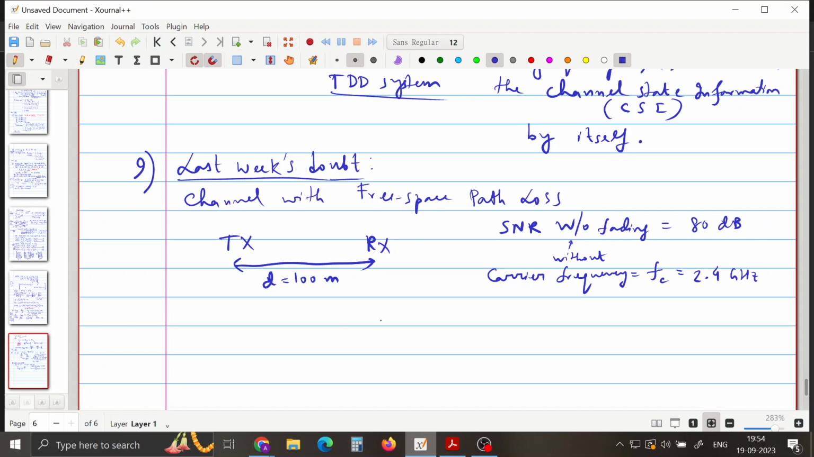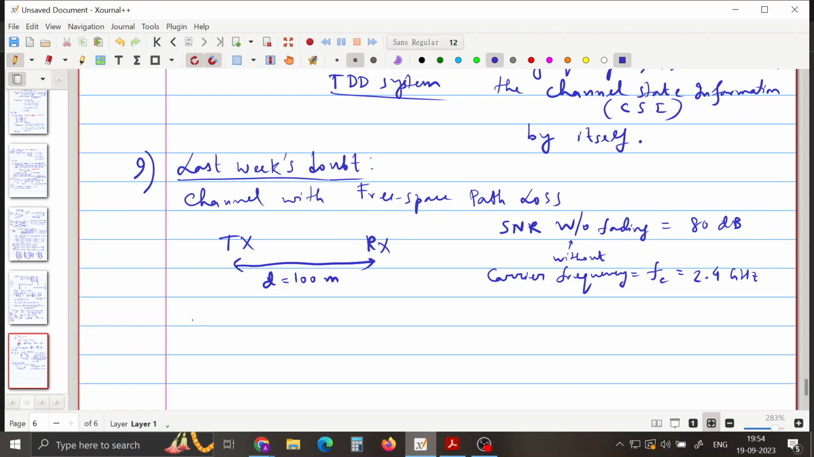Okay. Now what do you mean by normalized capacity? We are asked to find the normalized capacity, right? So normalized capacity is nothing but the channel capacity per unit bandwidth, right? That's why the unit is in bits per second per hertz.